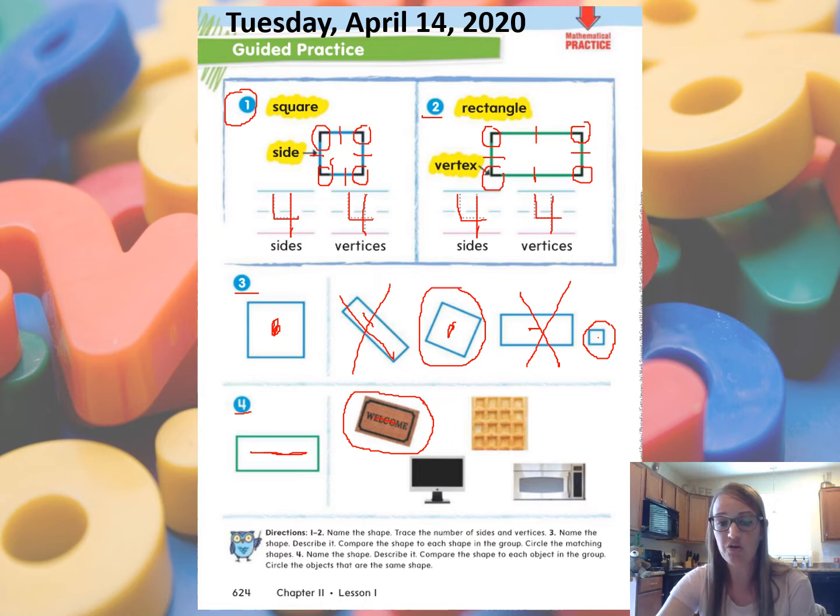How about the computer screen down here? Is this a rectangle? Yes, good job. How about the waffle? Yummy. Is that a rectangle? Nope. It's the shape of a square, has 4 equal sides. How about the microwave over here? Does it have 2 sides that are short and 2 sides that are long? Yep, it is a rectangle. We're going to circle it. Get ready to turn the page.